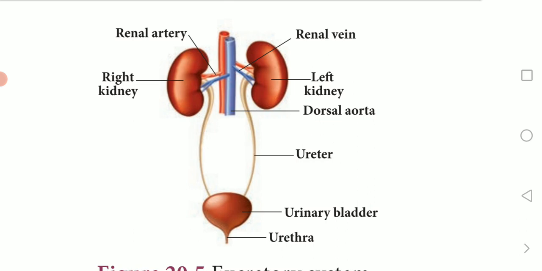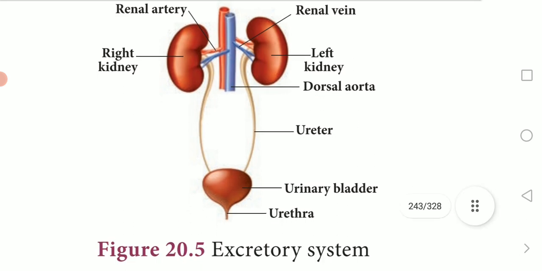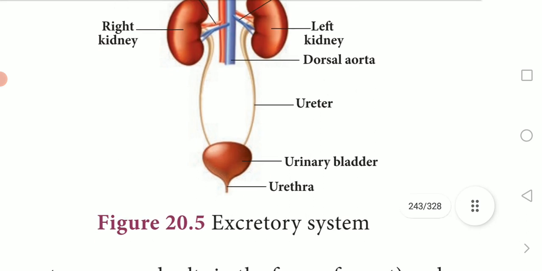The kidneys lie on either side of the vertebral column in the abdominal cavity. The right kidney is placed lower than the left kidney, as the liver takes place on the right side. Here, if you see, the right kidney is slightly higher when compared to the left kidney. The left kidney is somewhat lower.